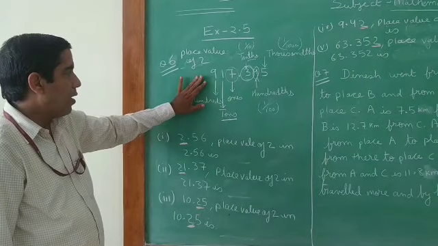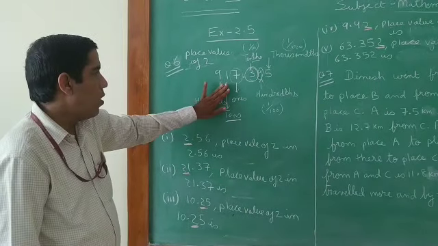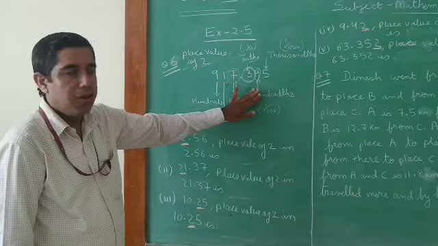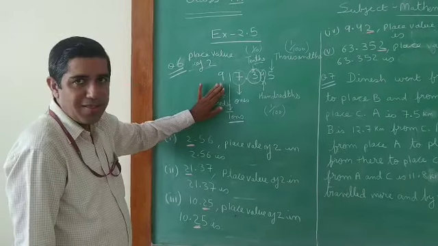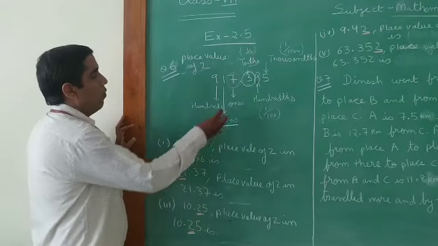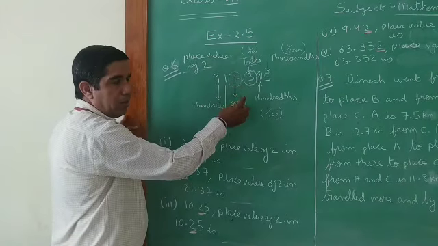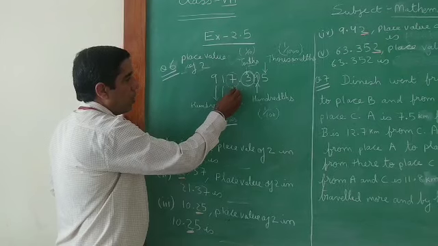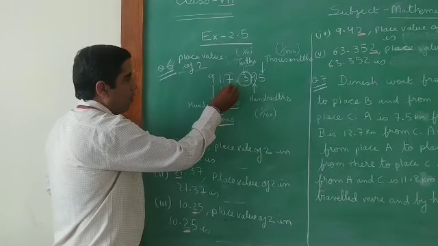The example is the number 917.345. In this, we will see the place values of the different digits. What is the place value of 7 here? It is ones. It is just before the decimal.